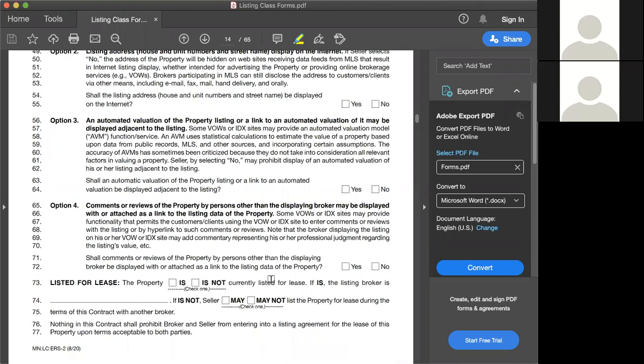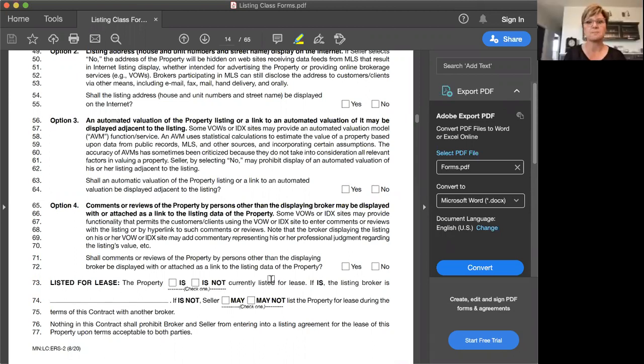Option 3, do they want those automated valuations to be posted next to their listing? So all of us are very familiar with Zillow and their Zestimate, right? And we know that sometimes that's not accurate, and sometimes it is. We don't know. So this is giving the seller the opportunity to say, do they want to have an automated valuation next to their listing on some of these sites?